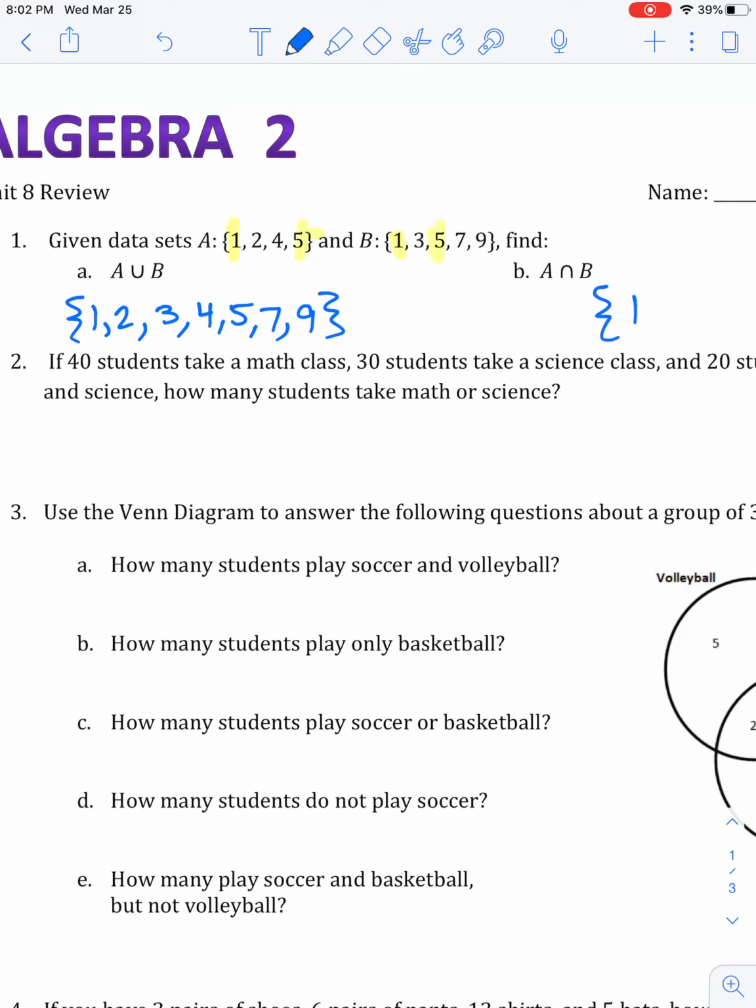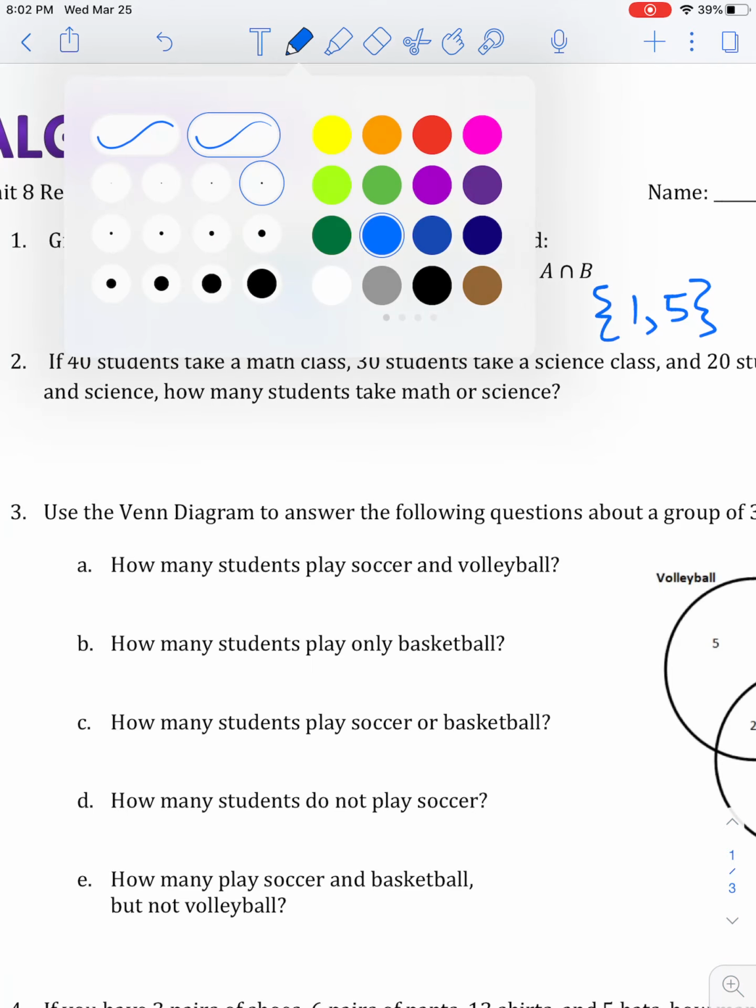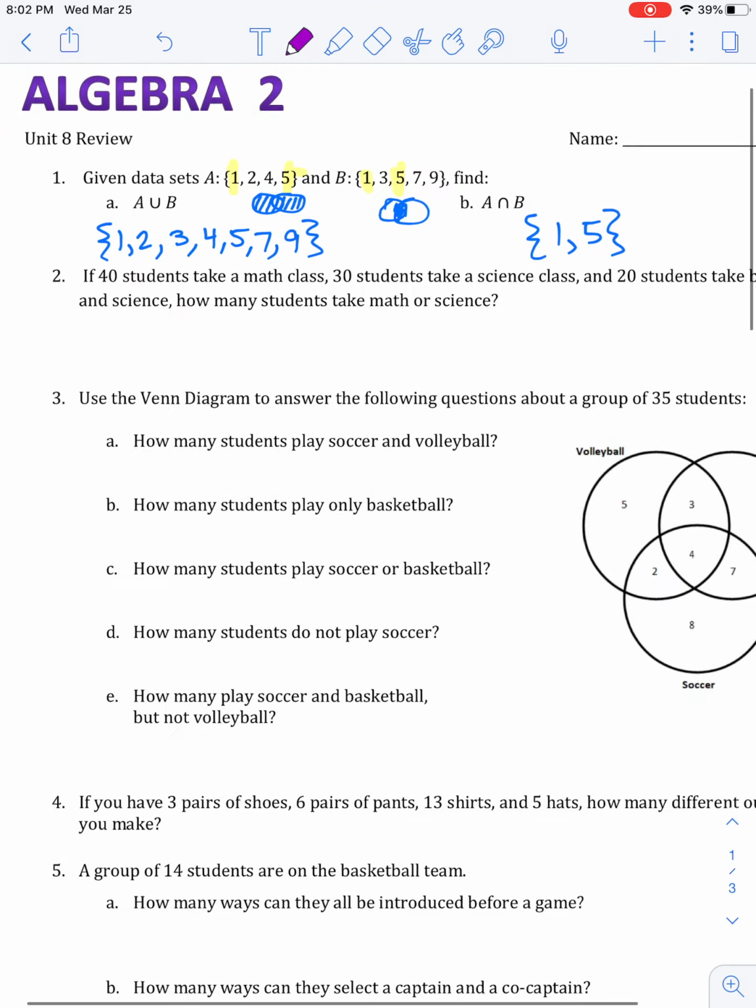So if we're looking at Venn diagrams, the union, just as a review, is all of A or B or both, where the intersection is just that middle part where they overlap. All right, moving on to question number 2.